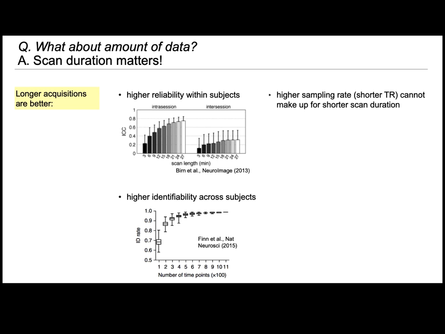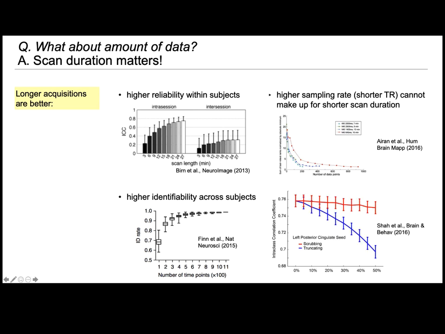A higher sampling rate, this one's kind of interesting. So if you just take more samples, that can actually make up for a shorter scan duration. It's kind of easiest to see in the bottom graph here, but they're artificially temporally downsampling with 2 different approaches. The red line here is if they're just randomly removing frames. And so you can see that that doesn't have too much of an effect. So even if you cut out 50% of your data, as long as you're just randomly choosing frames to drop, you can still get pretty good within subject reliability.